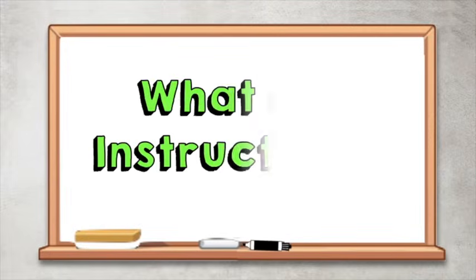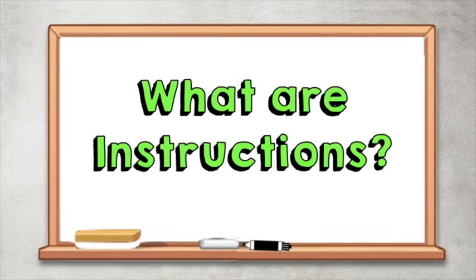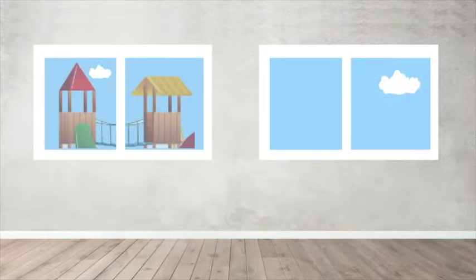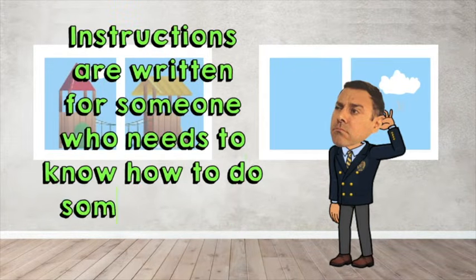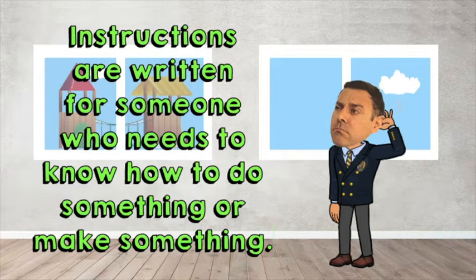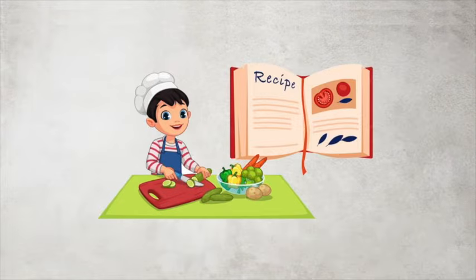So, what are instructions? Instructions are written for someone who needs to know how to do something or make something. For example, here is a recipe book or a cookbook. A recipe book has lots of instructions inside it, explaining how to make lots of delicious and tasty meals.